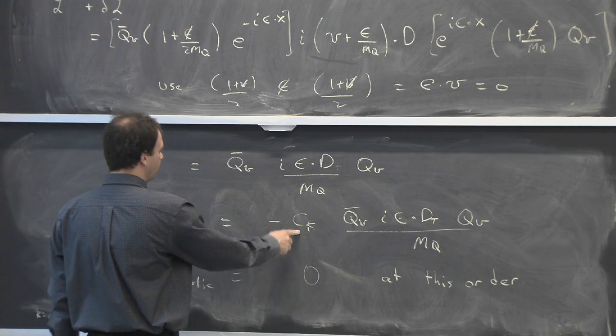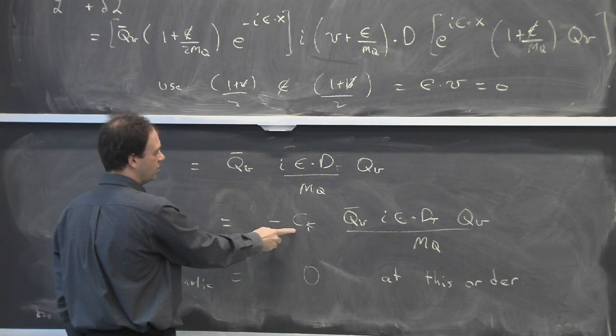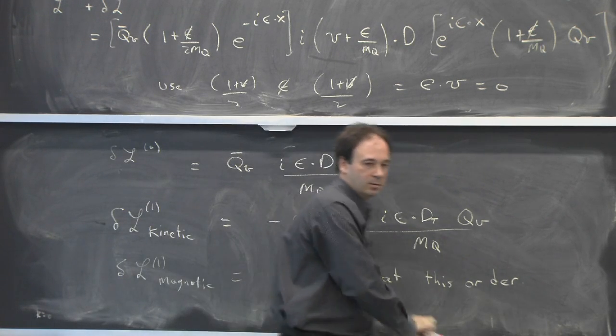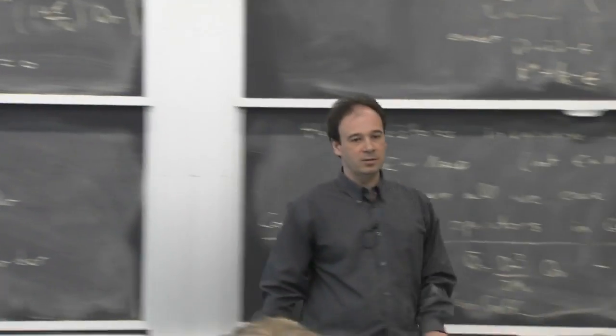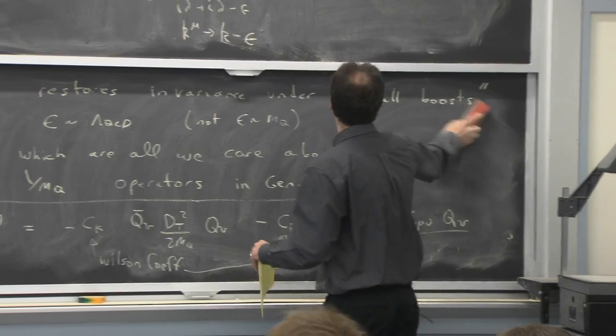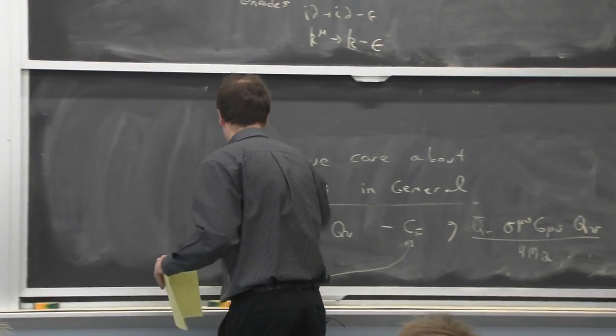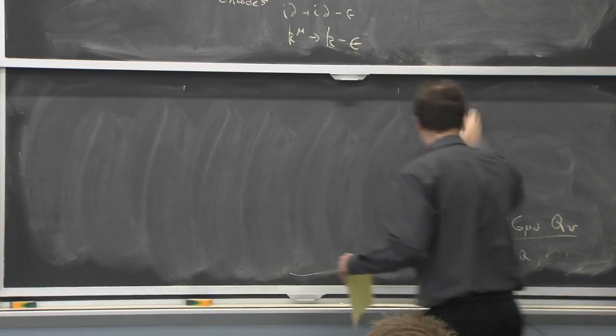But this guy has a Wilson coefficient, this guy doesn't. So in order for these to cancel, you actually learn something non-trivial. The symmetry teaches you something non-trivial about the subleading Lagrangian. That Wilson coefficient has to be 1 to all orders in perturbation theory in order for the symmetry not to be violated.